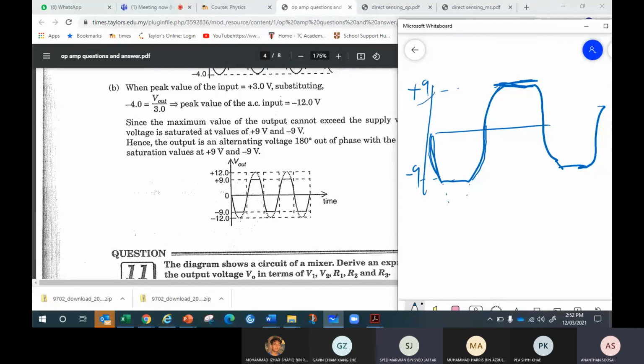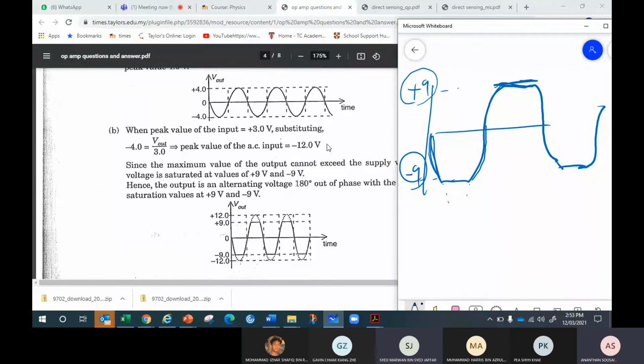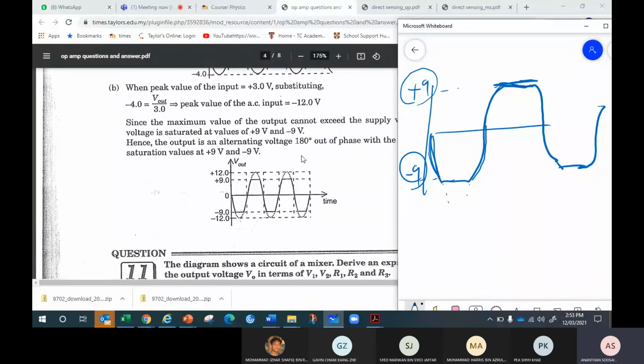Because the supply voltage is only +9, -9, but the output they got is 12. The total output was 12, and it can't afford to give 12. Okay, so both are inverting amplifiers. The first one had a peak of 1 volt, gain 4, so not saturated. But the other one had a peak of 3 volt, gain 4, so partially saturated.